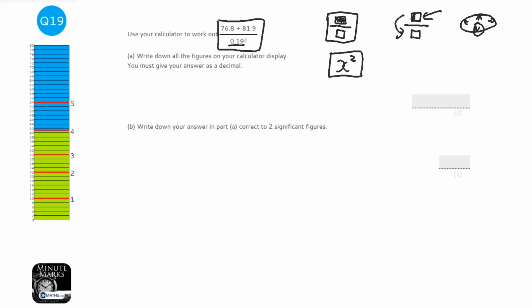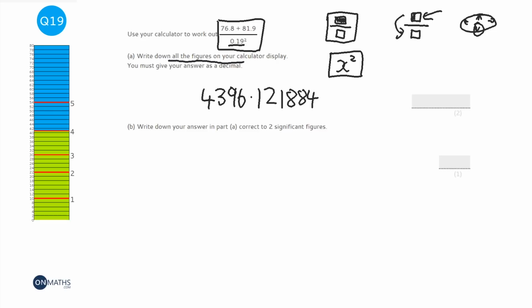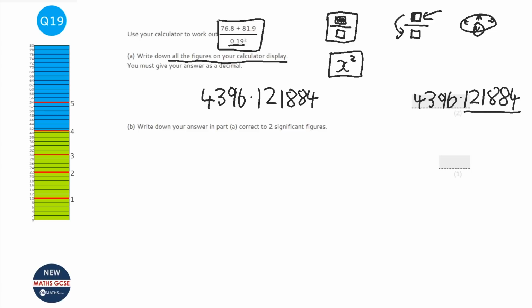So you press the equals, and my one comes up with 4396.121884. Now, it might be tempting to try and round that, but it says it wants all the figures, so just put them all in. Now, if your calculator is set to a mode which is going to show even more numbers, then normally six digits after the decimal point is more than enough. They won't require you to go to 100 or 200 decimal places. On this question, that's actually an exact amount.